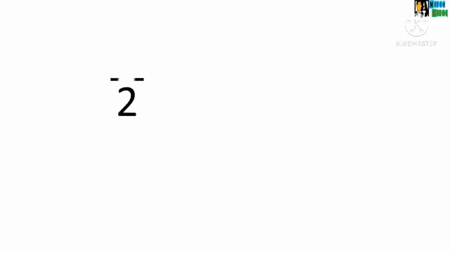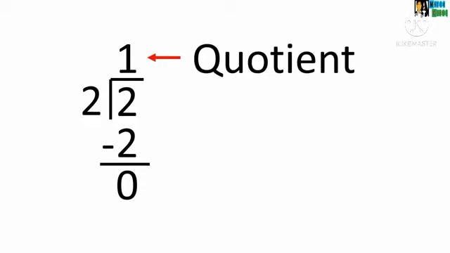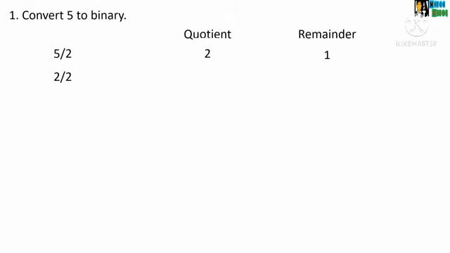So 2 divided by 2. Put 1 on top. So 1 times 2 is equal to 2. 2 minus 2 is equal to 0. So 1 is the quotient and 0 is the remainder. So again, let us put 1 on the quotient and 0 is the remainder.